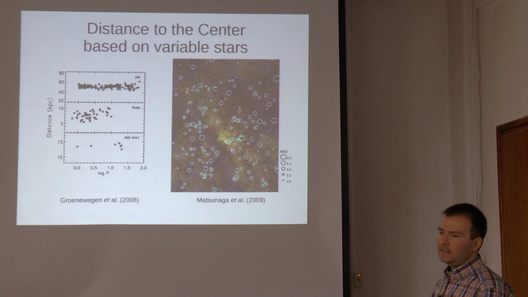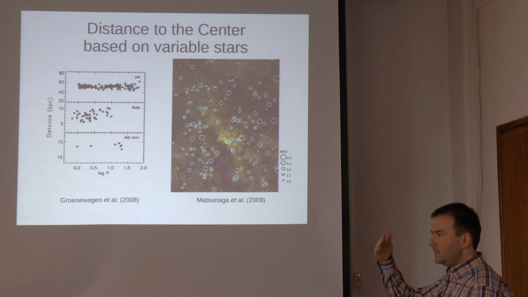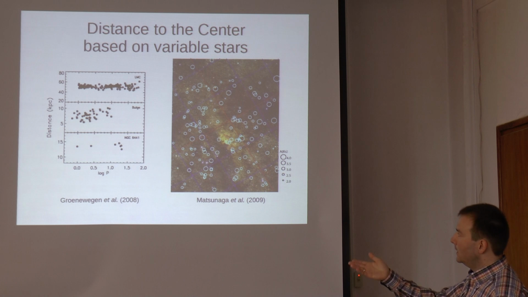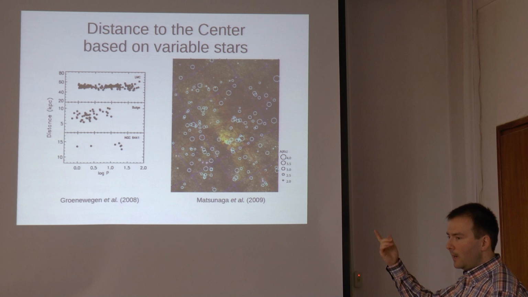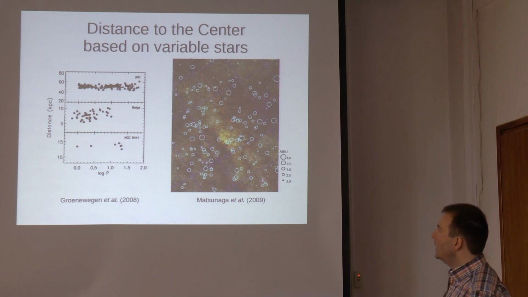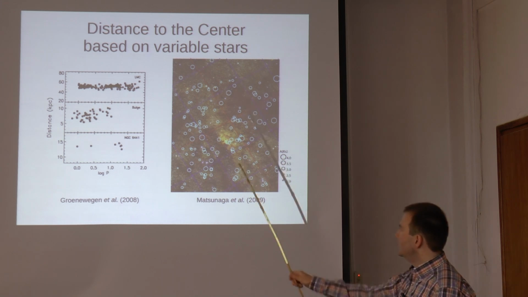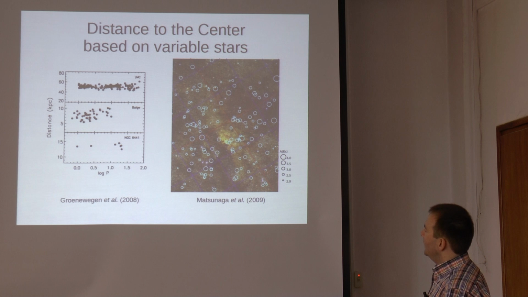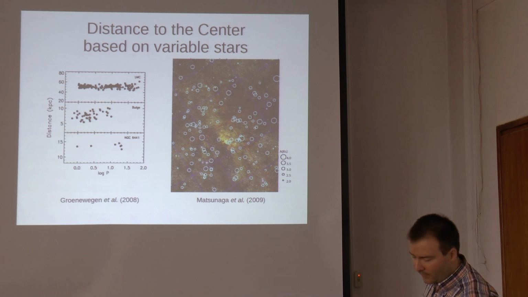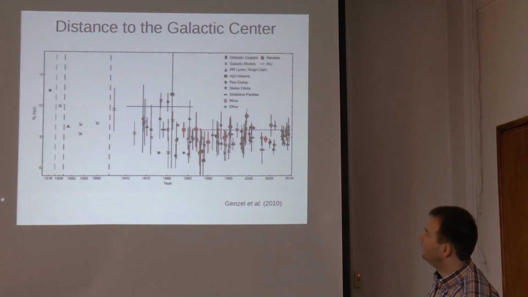But the problem is that this is a different population in the Magellanic Clouds or different galaxies. The chemical composition of those stars is different. So there are many assumptions to measure distances with variable stars. So this is a kind of indirect method to measure the distance to the galactic center.